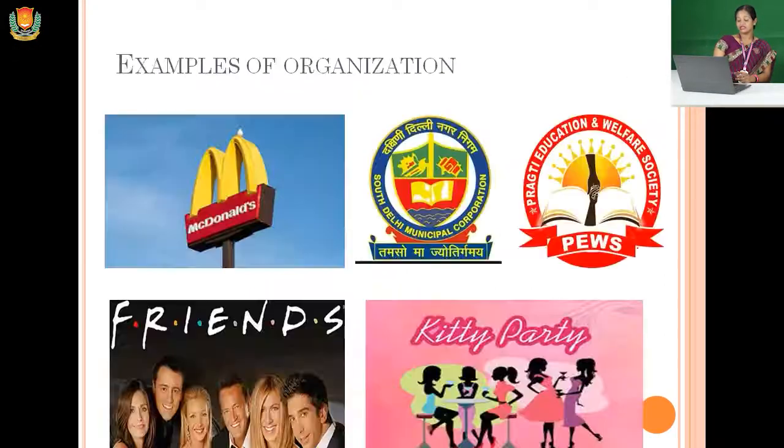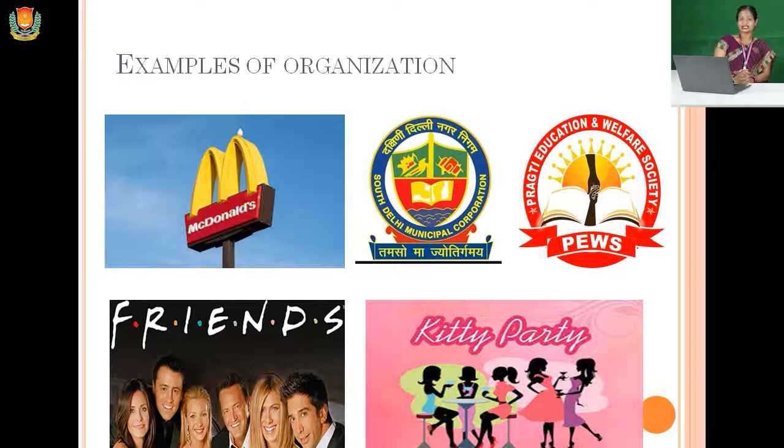So now we will see different examples of organization. An organization does not only have the objective to earn profit. This objective can be to attain a particular educational degree, to earn profit, to serve the society for its betterment, or for recreation purposes, like your friends group or kitty parties. Or we can take the example of McD, Pizza Hut, Barista, CCD, Burger King, which are running to earn profit.